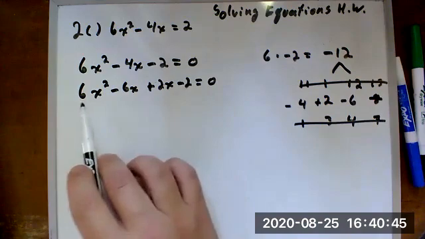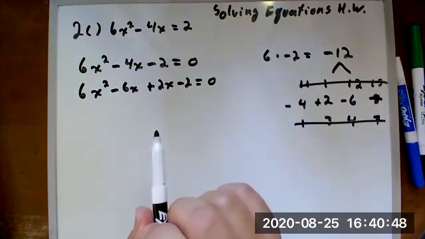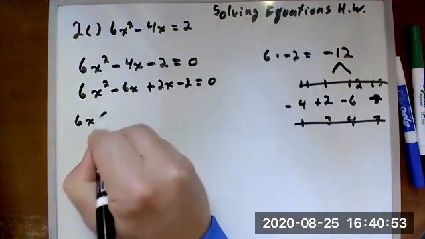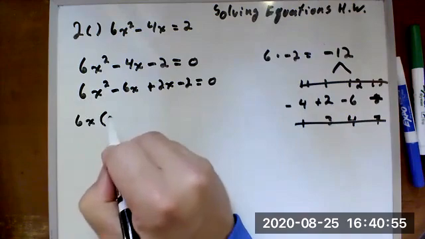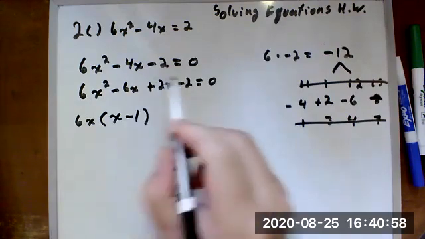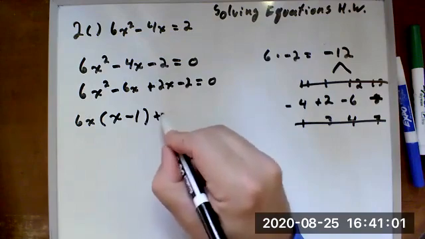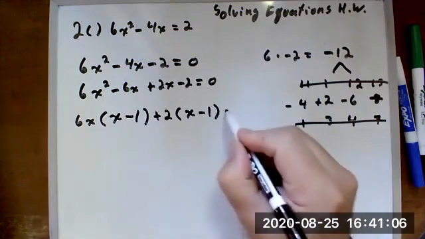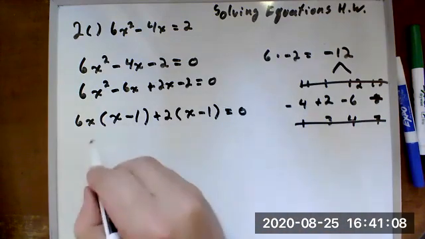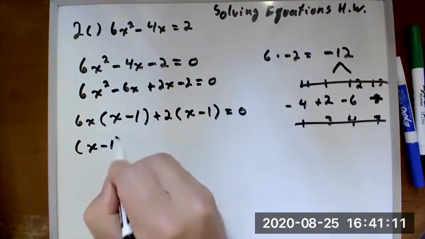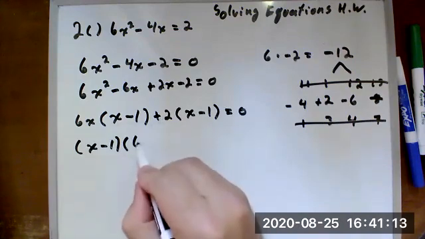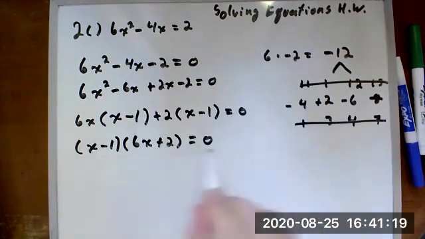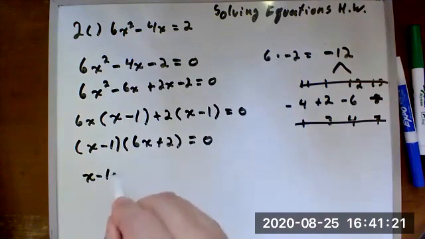Now that we've done the separation, we will do this by grouping. So I can take a 6x out of the first two terms. And when I do that, I'm left with x minus 1. And then I can pull a 2 out of the second two terms. And that's also going to leave me with an x minus 1. x minus 1 becomes my common factor. My other two terms are what's left. And from there, we can set these up equal to 0.